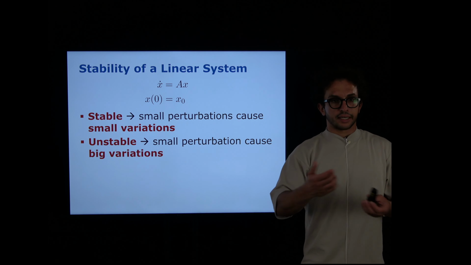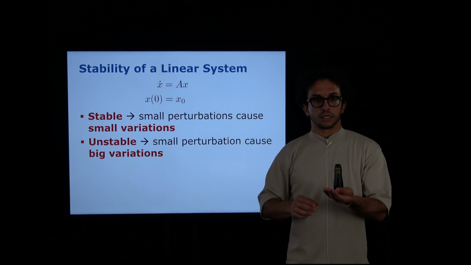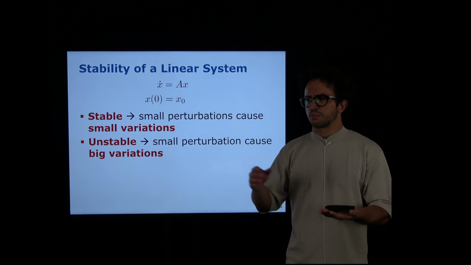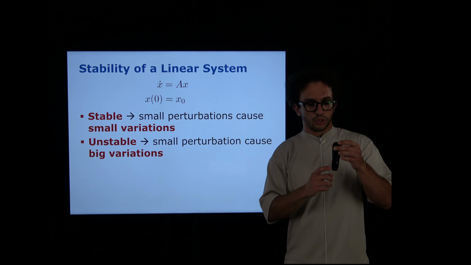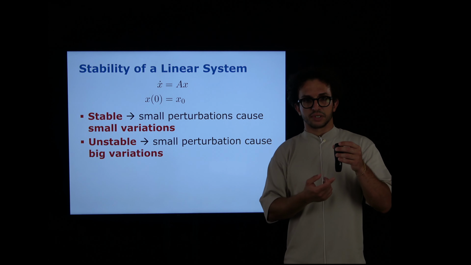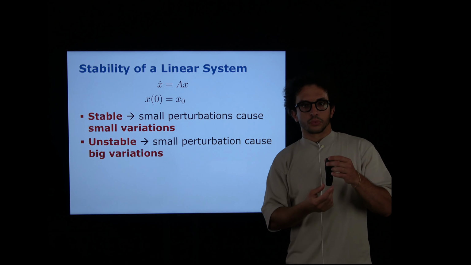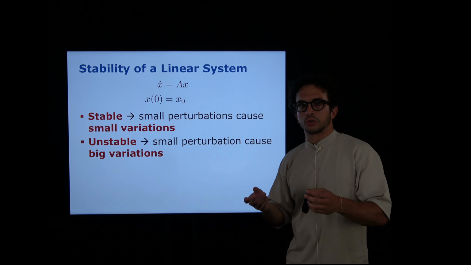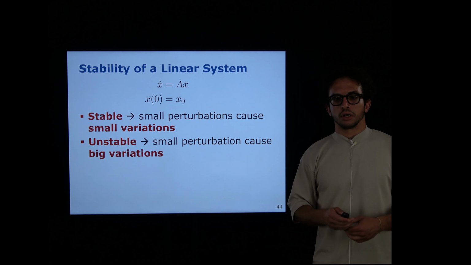So back to the examples that I mentioned before, if we have a pencil standing on a table and we give a small perturbation to it, it falls down. So the system is probably unstable. But if we have a pendulum, on the other hand, and we perturb it a tiny bit, the pendulum will oscillate for a bit and then it will keep still and go back to the position that it started from. So it's probably stable. This is the intuition behind the stability theory.